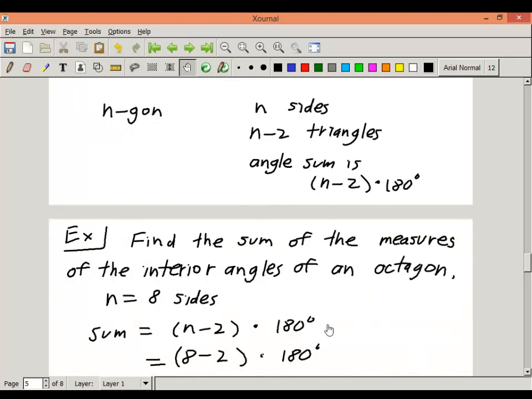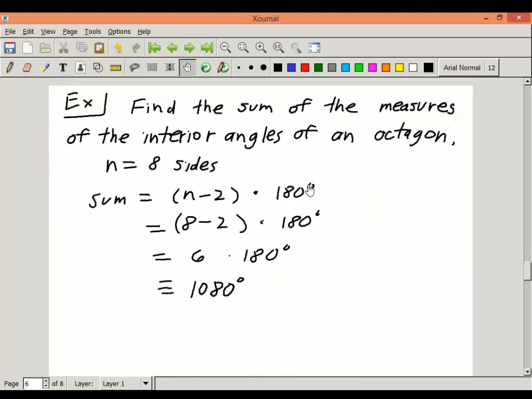Okay, so I have an example for that right here. It says find the sum of the measures of the interior angles of an octagon. So we know an octagon has 8 sides. Let's pull out that formula we just showed you. The sum of those 8 angles is n minus 2 times 180. If you've got 8 sides, you have 6 triangles inside. Just subtract 2 from the number of sides. Each triangle has 180 degrees, so 6 times 180. The interior angles of that 8-sided polygon add up to 1,080 degrees.